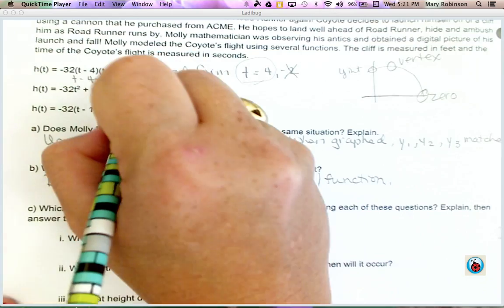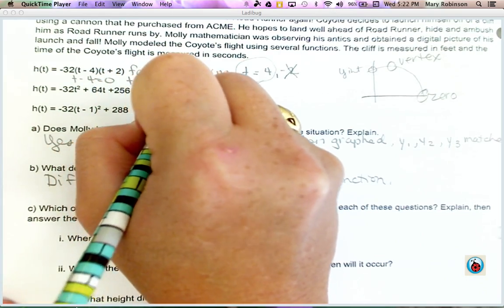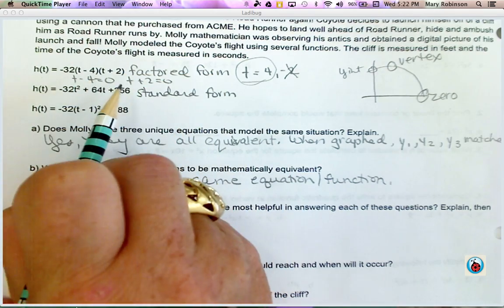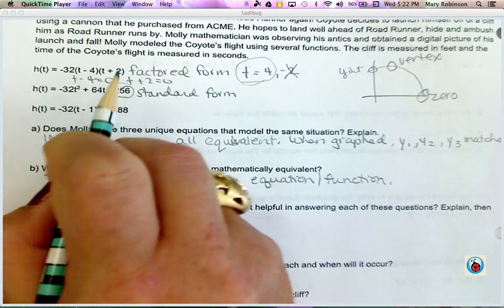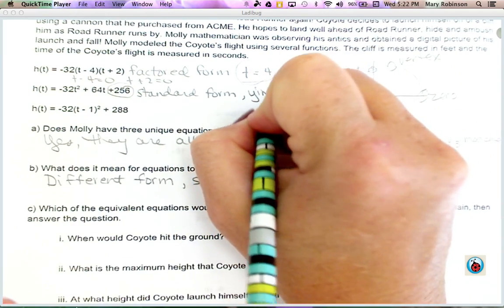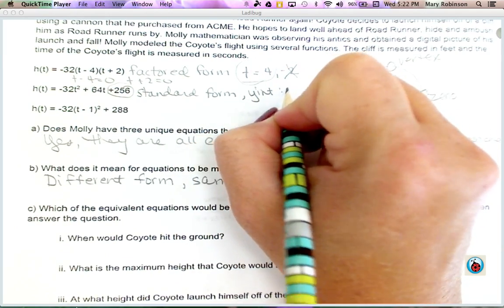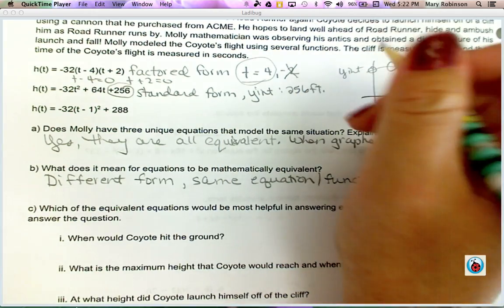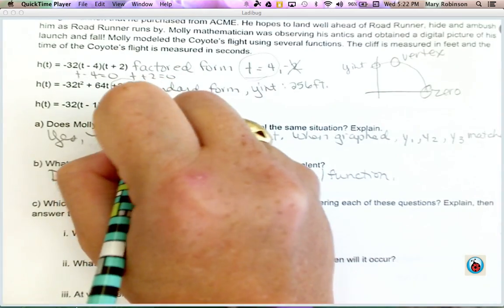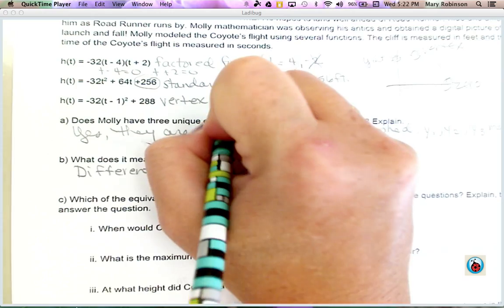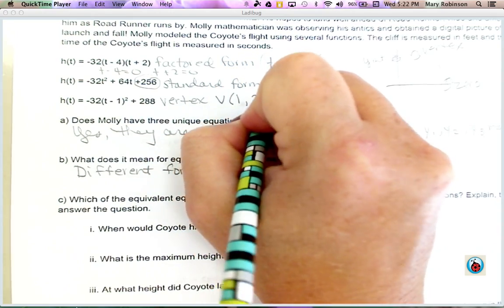In this case, this is called standard form. And remember, the most important thing we can identify in standard form is the y-intercept, which is the constant term. So let's just put up here our y-intercept, or initial value, is 256 feet in the air. Let's assume seconds and feet here. And then lastly, we call this vertex form. We like this form because it's easy to identify the vertex as 1 and 288.